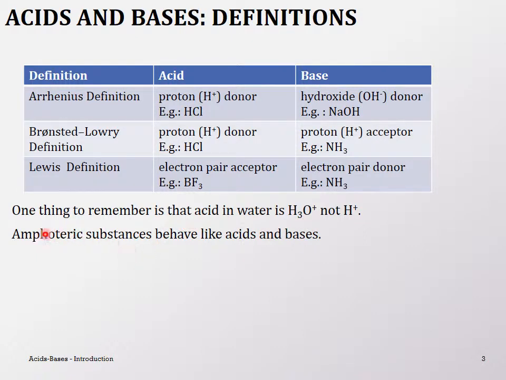And then the other substance that you should know about is the amphoteric substance, which is both acidic and basic in property. Water, for example, is the best case for an amphoteric substance. So water can behave like an acid as well as a base.